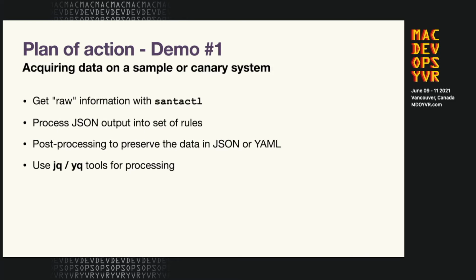Okay, plan of action. Let's run a short demo on it. We collect raw information with santactl. We process the JSON results and convert them into a raw set of rules. For this, we use the jq and yq tools in our demo.